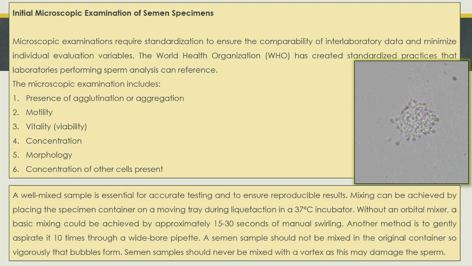A well-mixed sample is essential for accurate testing and to ensure reproducible results. Mixing can be achieved by placing the specimen container on a moving tray during liquefaction in a 37 degrees Celsius incubator. Without an orbital mixer, a basic mixing could be achieved by approximately 15 to 30 seconds of manual swirling. Another method is to gently aspirate it 10 times through a wide-bore pipette. A semen sample should not be mixed in the original container so vigorously that bubbles form. Semen samples should never be mixed with a vortex as this may damage the sperm.